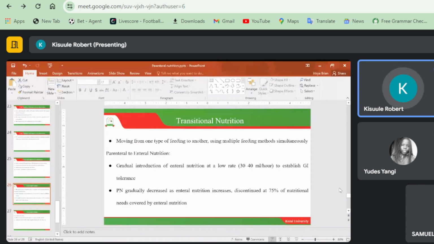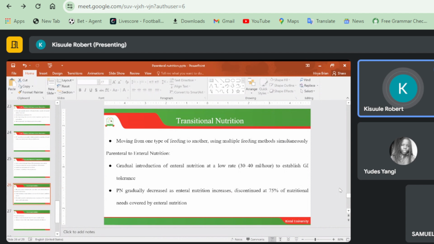So, gradual introduction of enteral nutrition at a low rate, 30 to 40 mils per hour, to establish gastrointestinal tolerance. Like I told you, however much easier it is for the nursing staff, we don't expect someone to be on total parenteral nutrition entirely, because they can always locate the jugular and put the line. But we want to rejuvenate the other parts of the body. We want to rejuvenate the other parts of the digestive system.